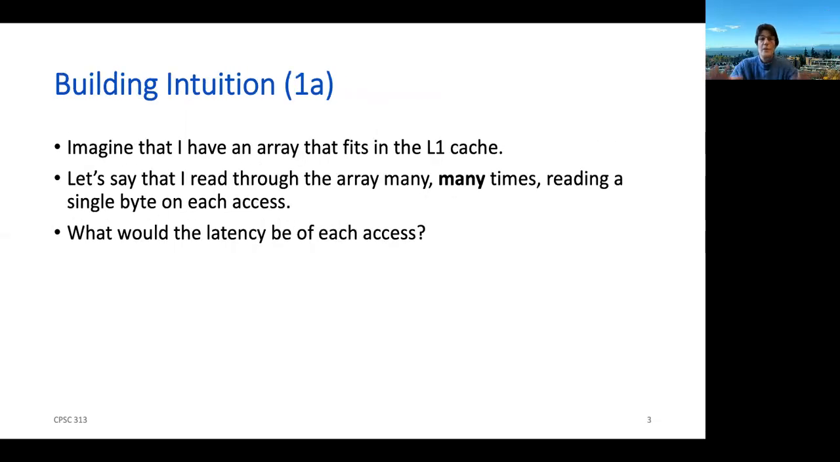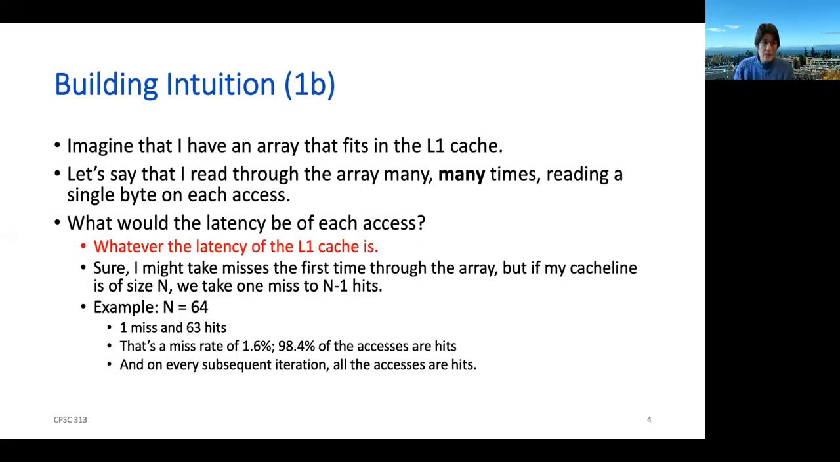So let's start with an array that fits in the L1 cache. It's a teeny tiny array, but we're going to access it over and over and over again, many, many times, thousands, hundreds of thousands, millions of times. My question is, if we do that, and we read every byte one at a time, what's the latency of each access going to be? I'm going to claim that it's going to be roughly whatever the latency of the L1 cache is.